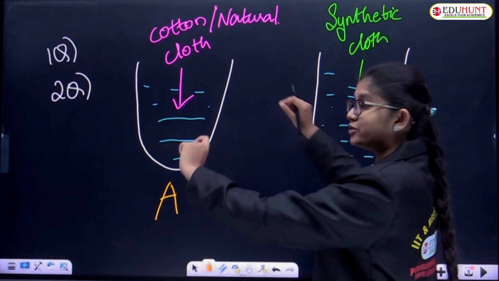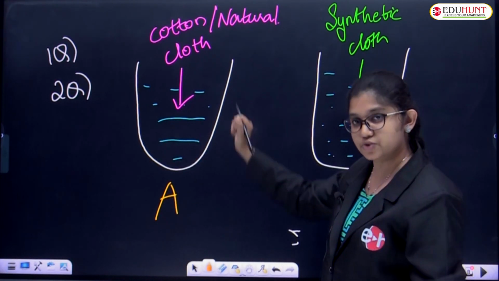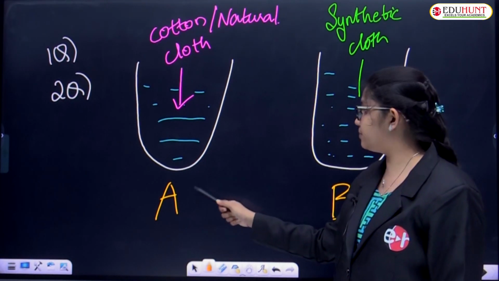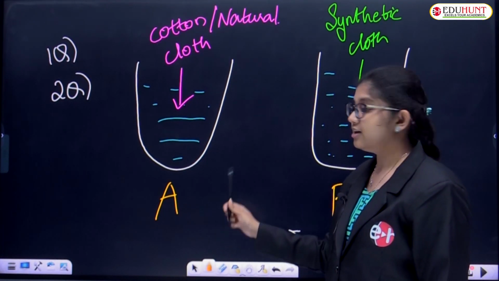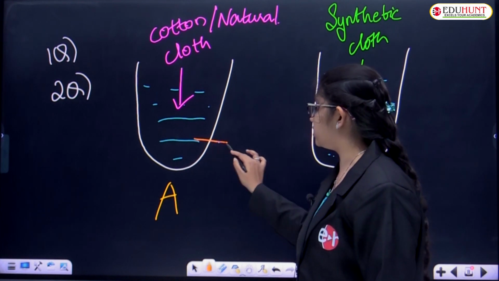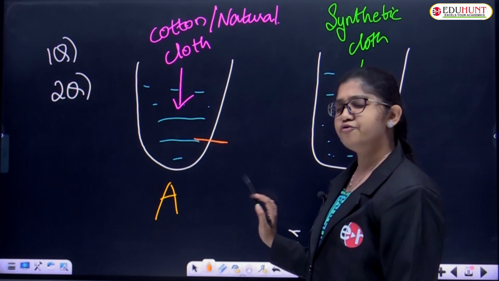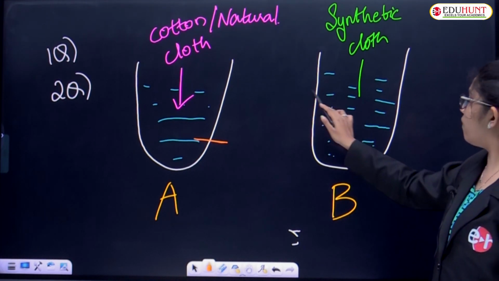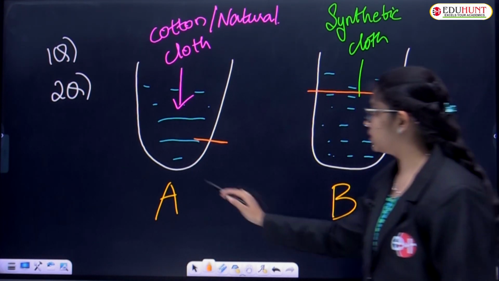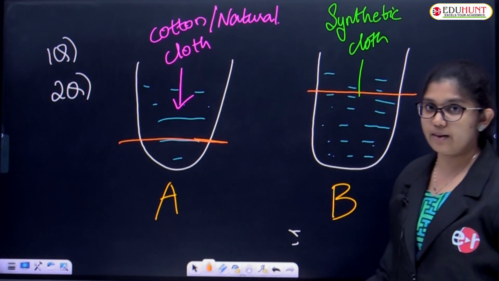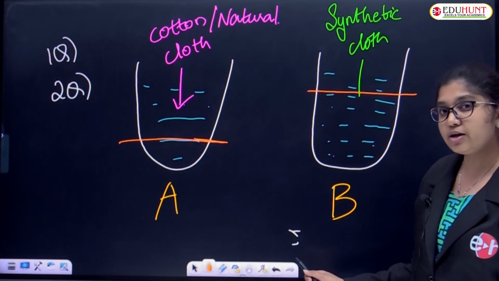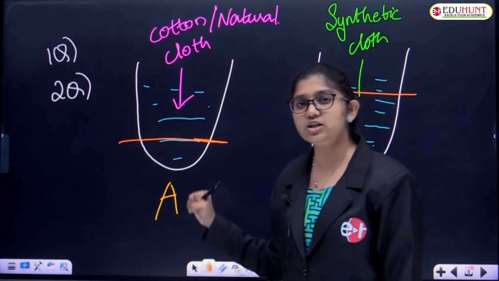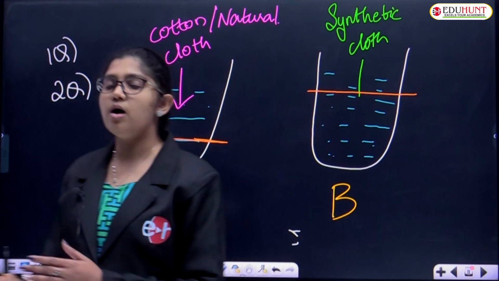after removing the pieces of cloth from the 2 mugs after 5 minutes of soaking, what you will observe is that the cotton cloth we dipped in mug A leaves less water; the water level is very low. And what about mug B? Mug B contains more water. Why? Because synthetic fiber absorbs less water. What about cotton cloth? Natural cloth absorbs more water.